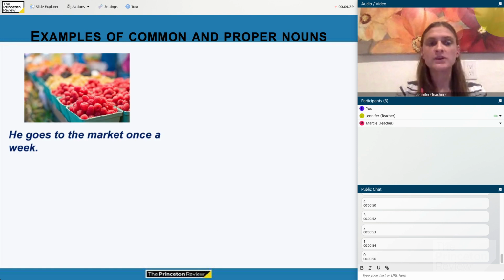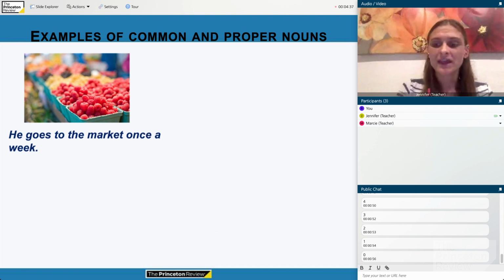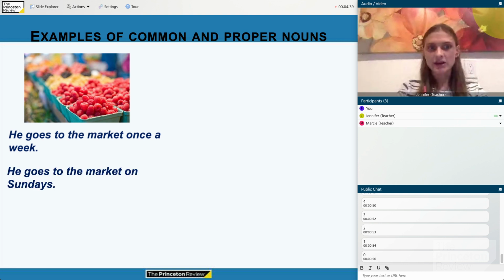All right, so we could say, he goes to the market once a week. Nothing's capitalized here except for the he, the first word of the sentence. That is a pronoun. And the next sentence here, he goes to the market on Sundays. If you notice, the S in Sundays is capitalized because Sunday is a day of the week. It's a specific day of the week, and so it gets the capital letter. Any of your 7 days of the week is always going to be capitalized.